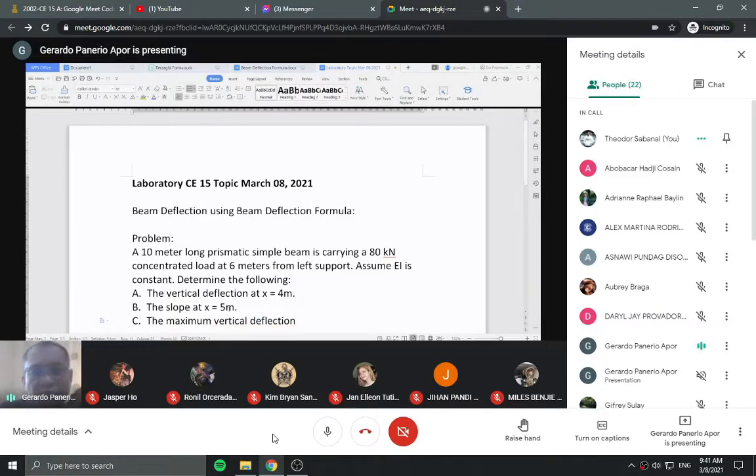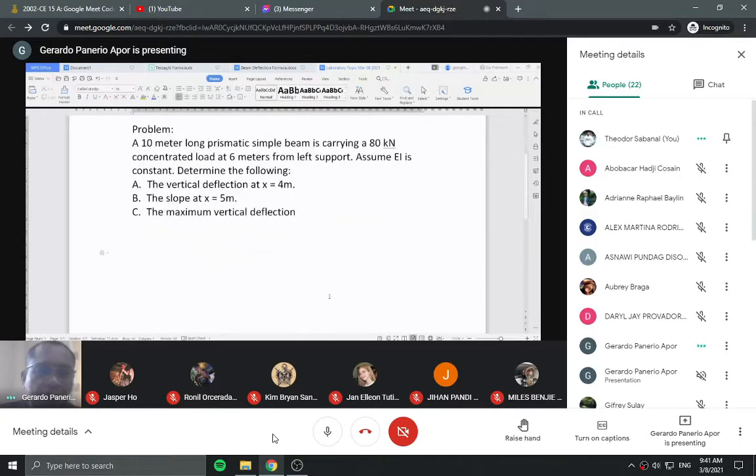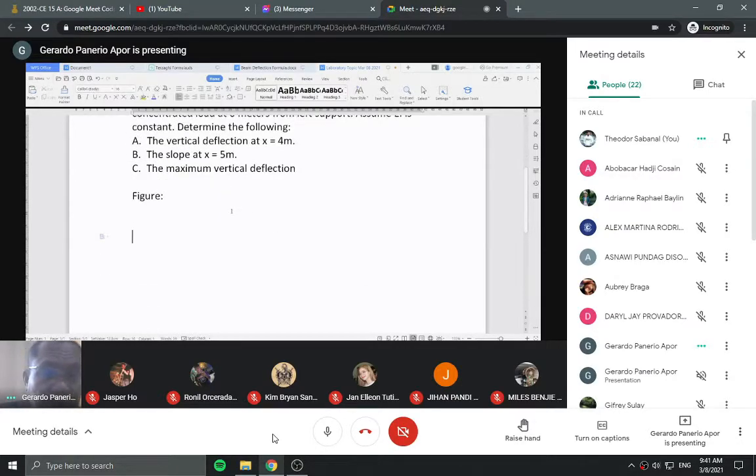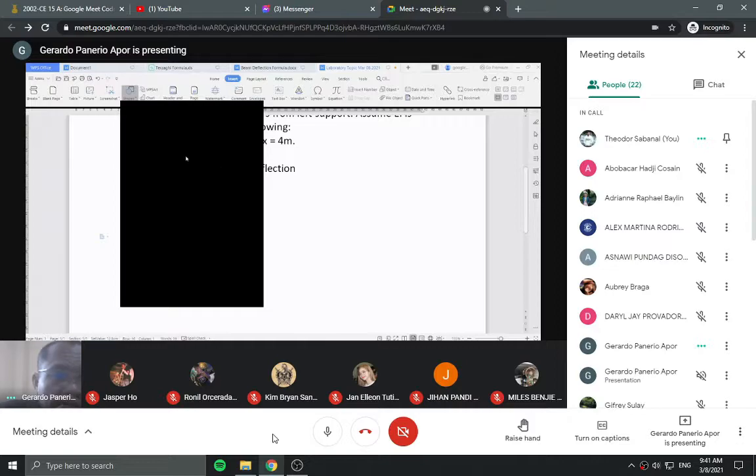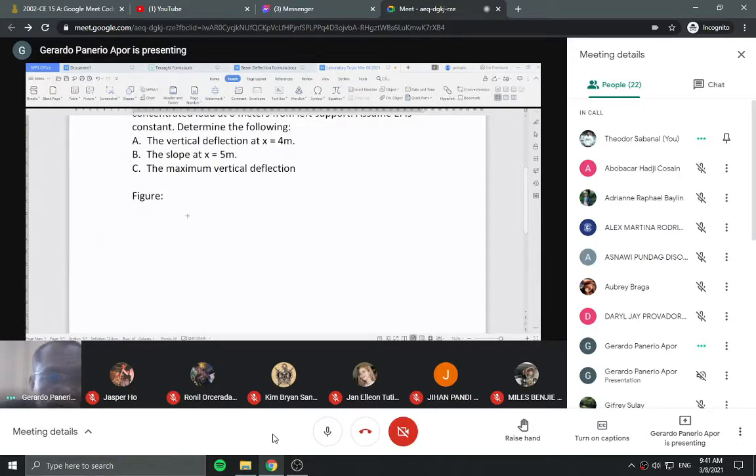Let us see the problem in the book. When doing a problem, first draw the figure. Okay, the shape. So you have a beam.